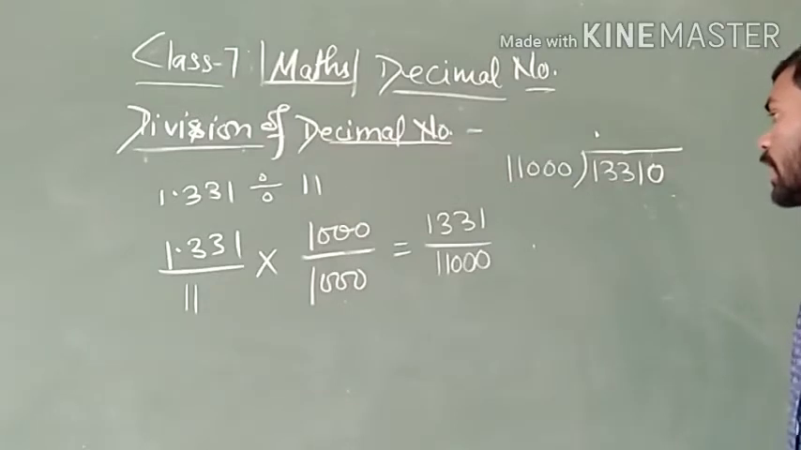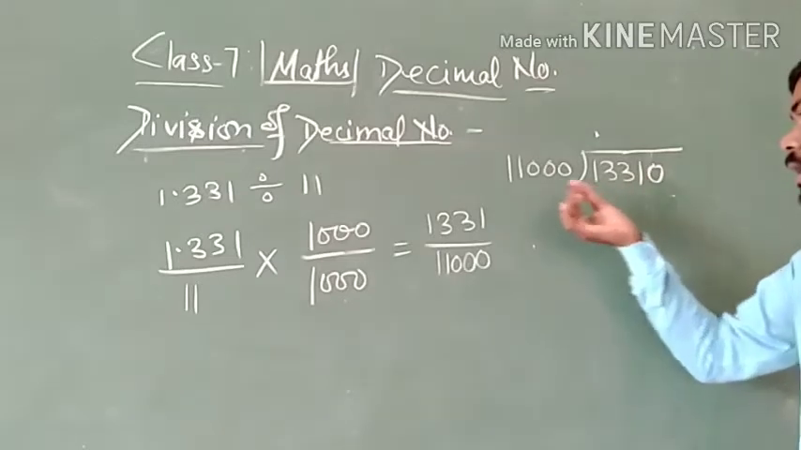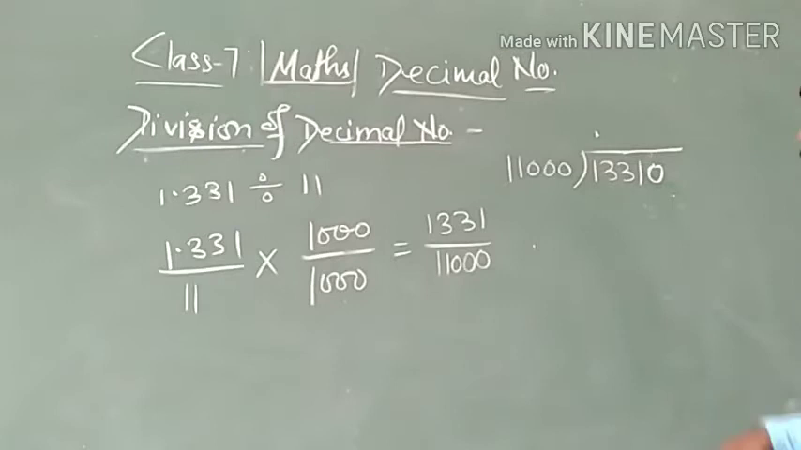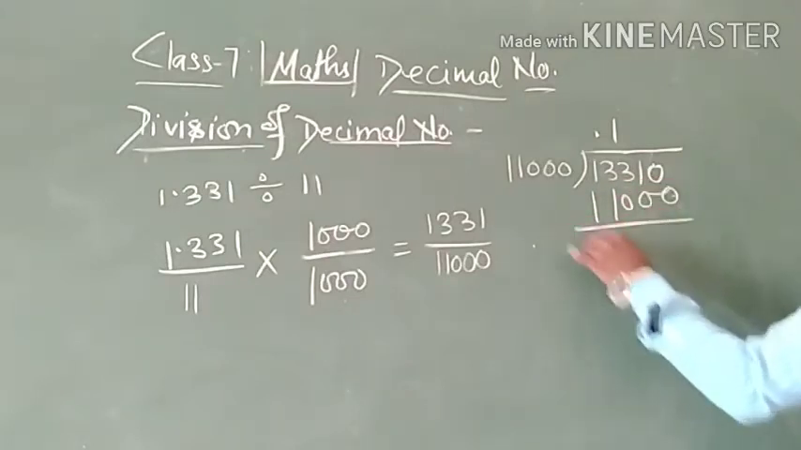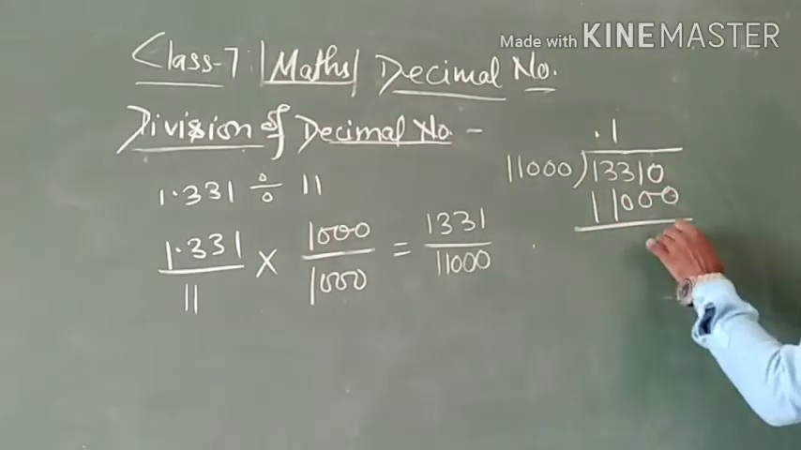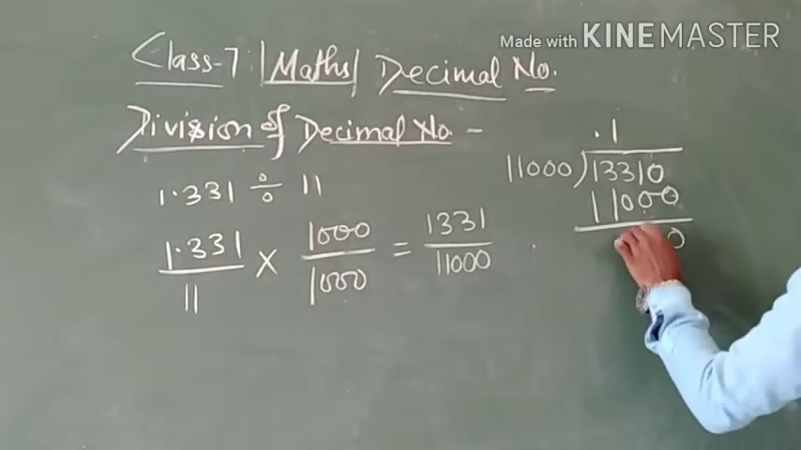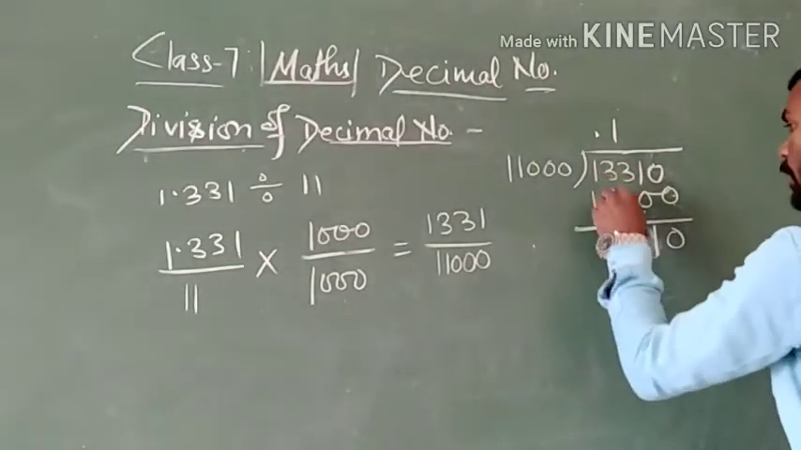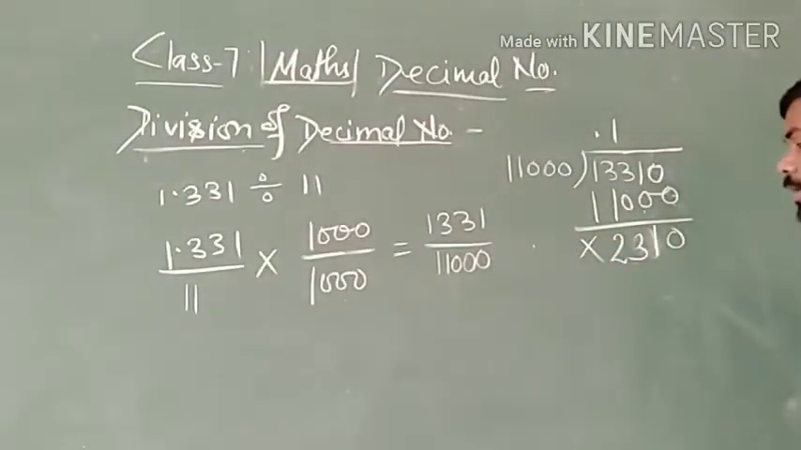Now here we can see that it becomes 13,310, and this is the 11,000. Now I think the division is possible, and here we have 11,000, and when we subtract 0 0 0, 1 minus 0 is 1, and this becomes 3, and here we get 2, and 1 minus 1 becomes cancelled.